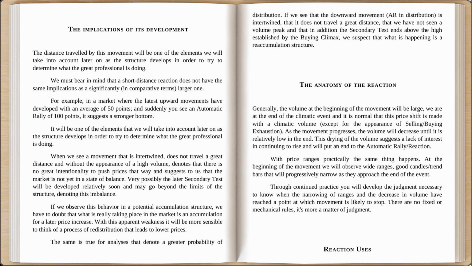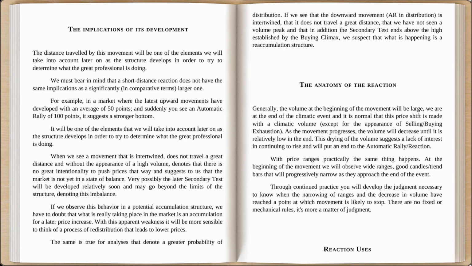The anatomy of the reaction. Generally, the volume at the beginning of the movement will be large. We are at the end of the climatic event, and it is normal that this price shift is made with a climatic volume, except for the appearance of selling/buying exhaustion. As the movement progresses, the volume will decrease until it is relatively low at the end. This drying of the volume suggests a lack of interest in continuing to rise and will put an end to the automatic rally/reaction. With price ranges, practically the same thing happens.